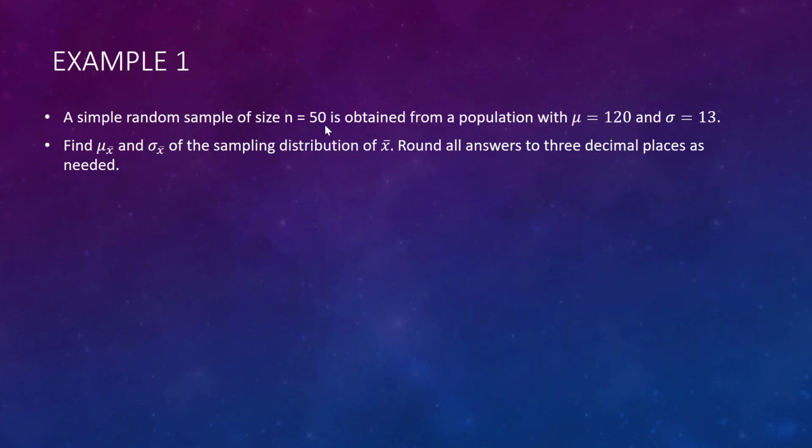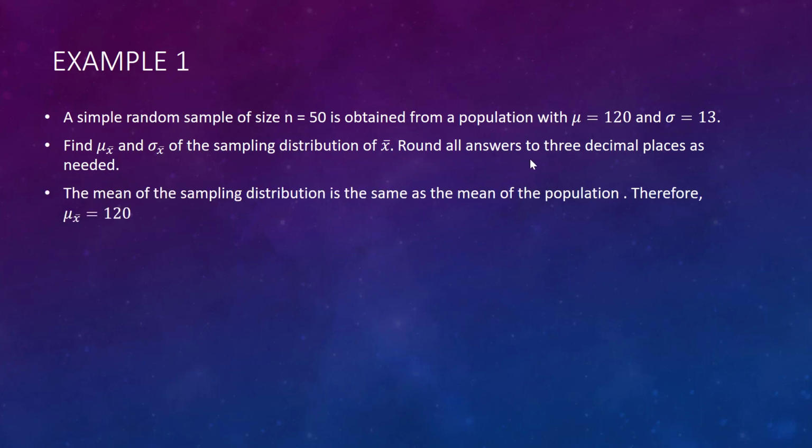Now we want to use the same piece of information to find the mean and standard deviation of the sampling distribution. We're going to round all answers to 3 decimal places as needed. The mean of the sampling distribution is the same as the mean of the population. Therefore, the mean of the sampling distribution is 120.